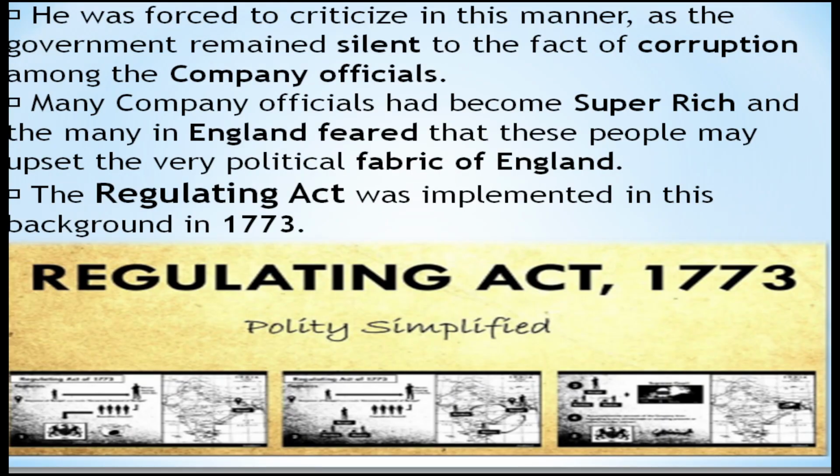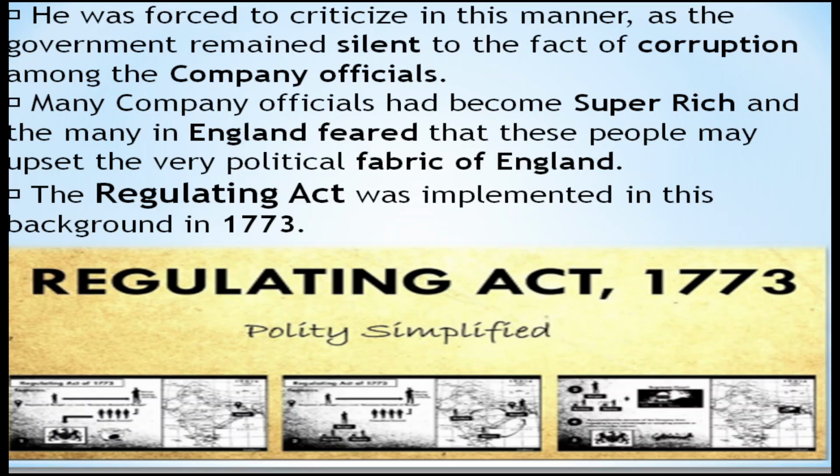He was forced to criticize in this manner, as the government remained silent about the corruption among the company officials, because it is known by everyone, but nobody is going to act. Most of them had become super rich, the officials and employees of the British East India Company. If politicians wanted to speak against them, then the whole political scenario would collapse. That much rich were the people of the East India Company.